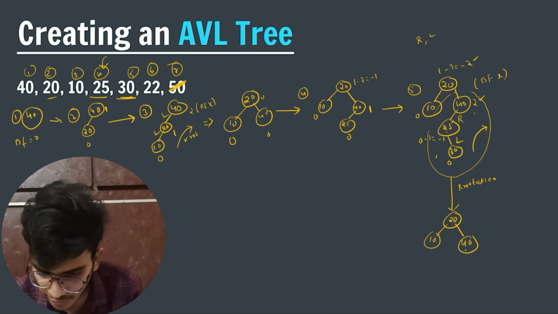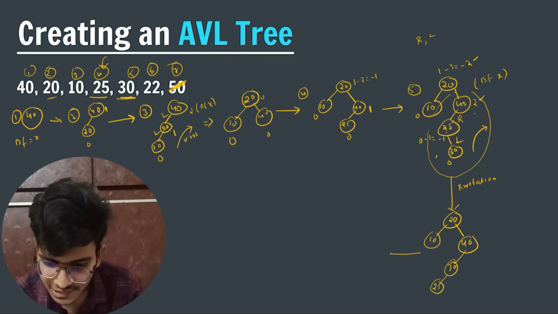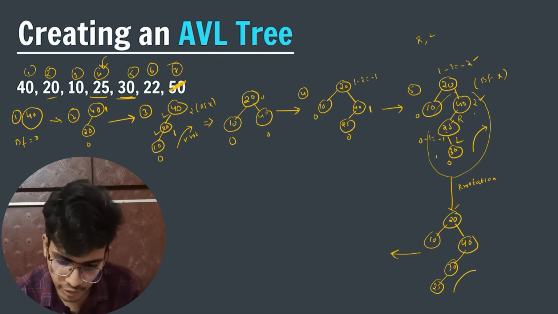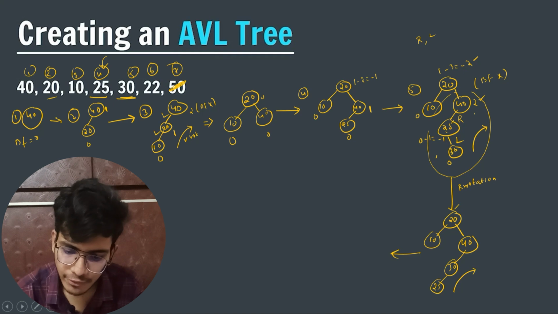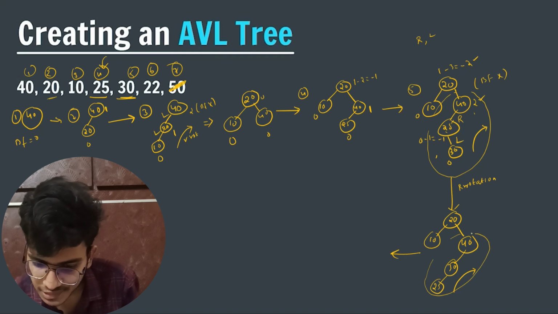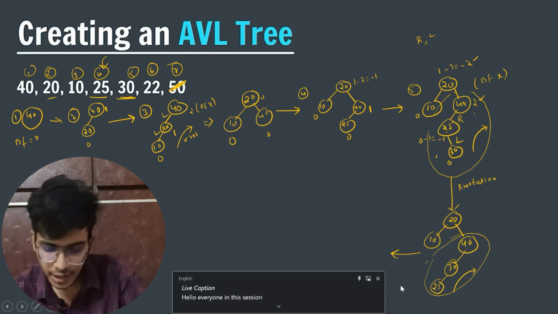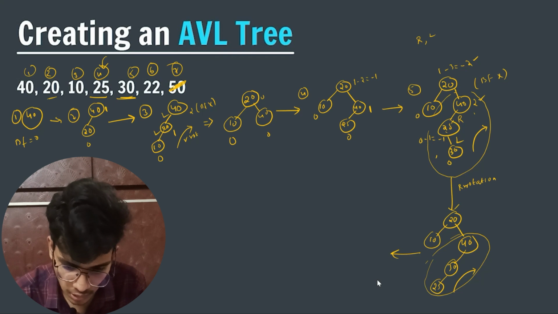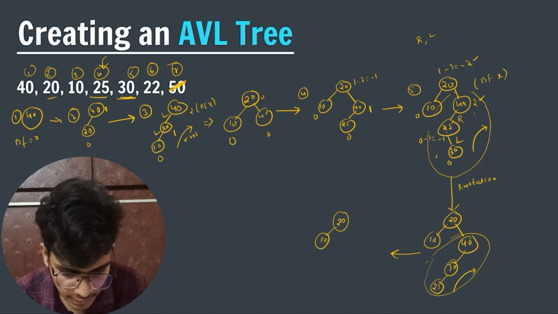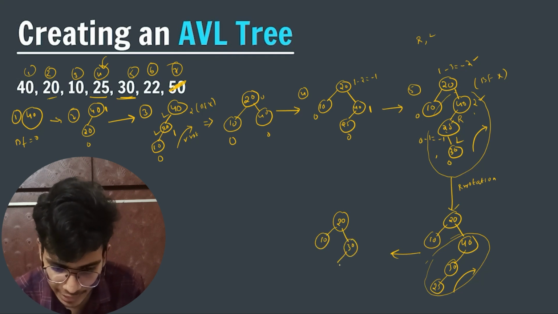Continuing. So 30 will come on this side, after 25. After this I need to perform my left rotation. On this tree I need to perform my left rotation. So when I perform my left rotation, my old tree will become like this. These 3 nodes will come in the middle, and 30 will become the middle node. So 20, 10 and 30 will become the middle node, and 25 will come on its left and 40 will come on the right side.